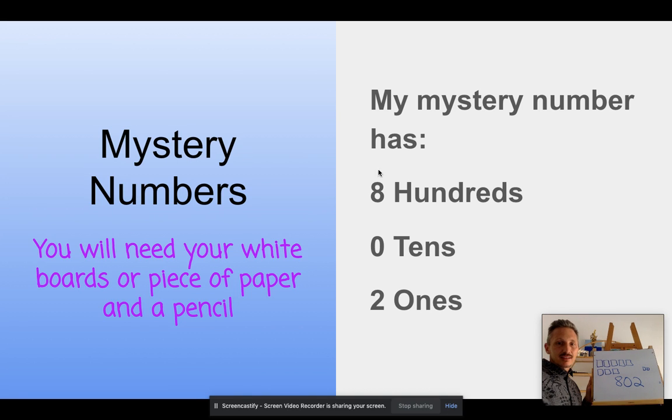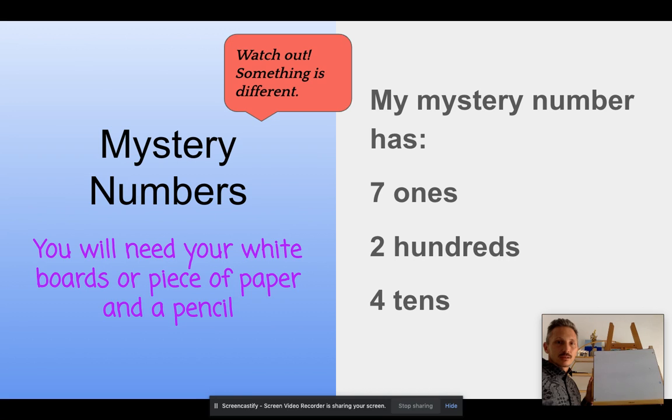And you might see it like that, 800, 0, and 2. But you want to be very, very careful, because let's look at the next one. So that one was pretty straightforward. That one was pretty clear. Something there to watch out for. Something is going to be different. So my mystery number says that I have 7 ones, I have 2 hundreds, and I have 4 tens. Think about that as a base 10.